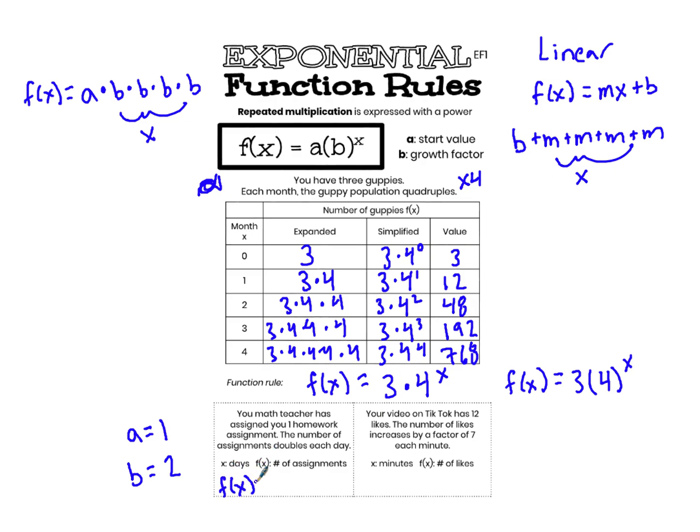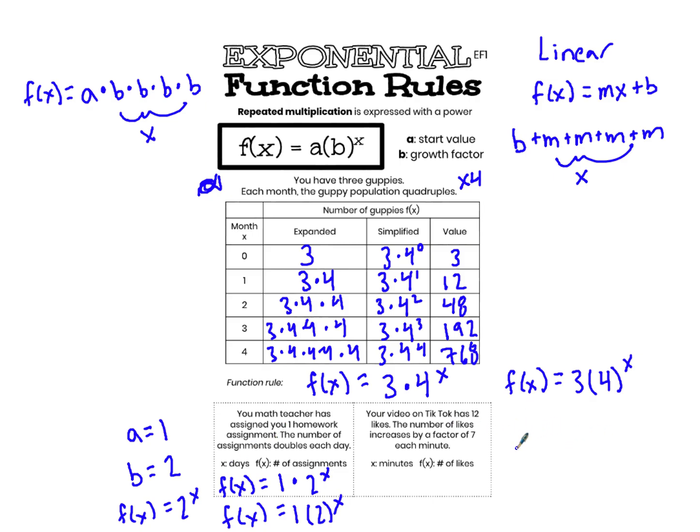My number of assignments is f of x equals 1 times 2 to the x power, so start value of 1 times growth factor to the x power. I can write that instead as f of x equals 1, parentheses 2 to the x. Can you see the third way I could write this? When my start value is 1, I can just write f of x equals 2 to the x. So if you see a power without a start value, it has an invisible start value of 1.